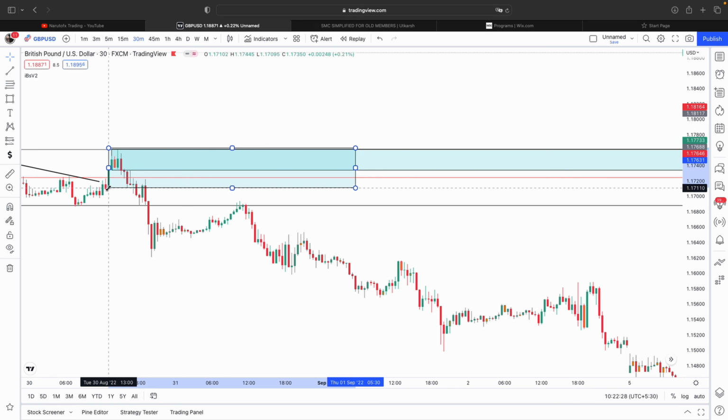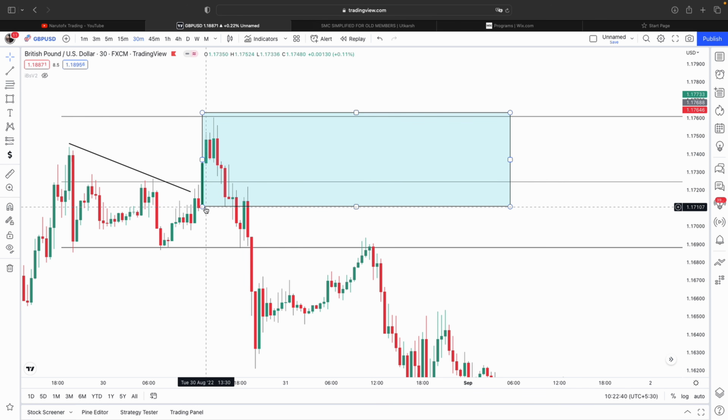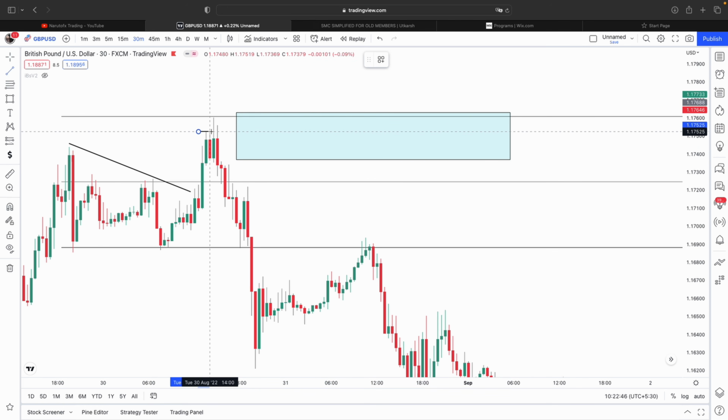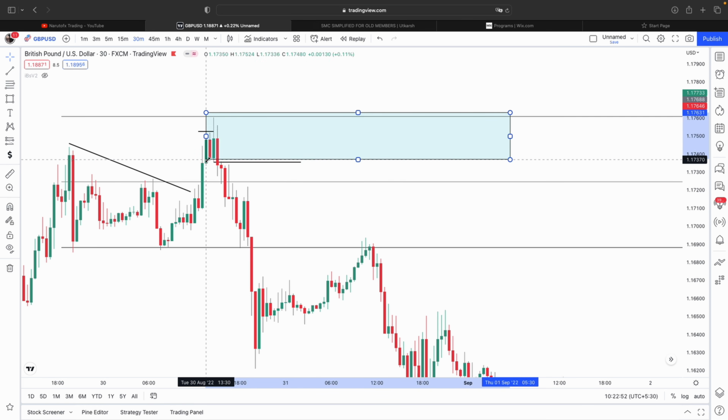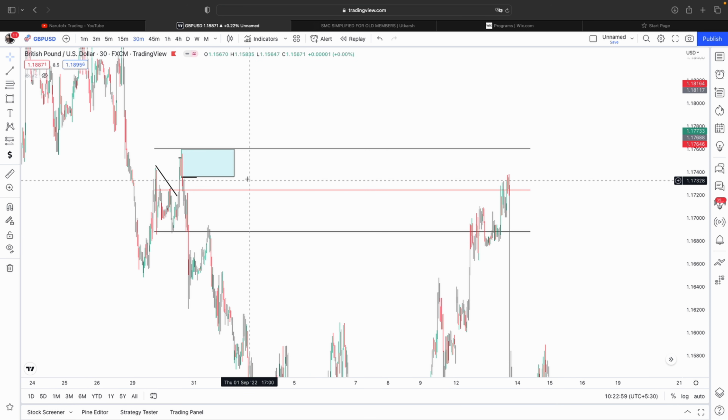Okay, so again we will refine it from here. What we will do is the move which took out the liquidity, now we are refining it to here, because as we can see, these highs were broken from this candle. So this move also took out the liquidity, and now this will be our perfect order block for entry.